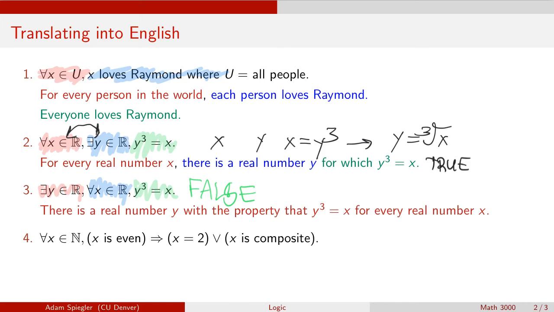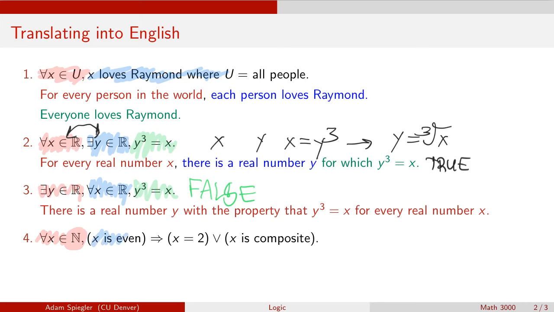Okay, and for the last one, here we've got for all x in N, and this N over here is denoting the set of natural numbers, 1, 2, 3, 4, 5, 6, and so on.